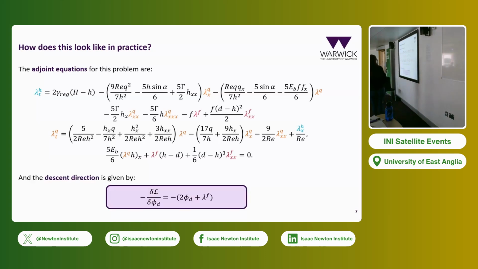And then when you get the derivative with respect to the control, you get what we call a descent direction. So that's sort of telling you that to update your control, you need to take the previous one and add the lambda f that you get from the third equation. And this is sort of what you need.